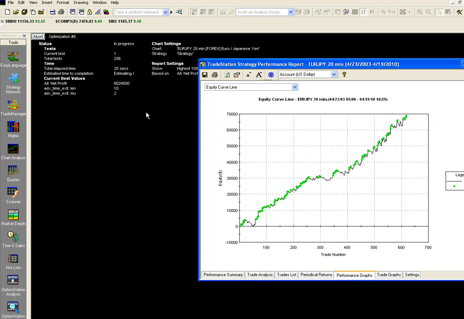This will probably be the last test I do to see what kind of results we get. So I'm going to let this one run out. I think we only have 256 tests here. And if it doesn't work, then it doesn't work. But at least you'll see some of the steps I take to look at optimizing a strategy.